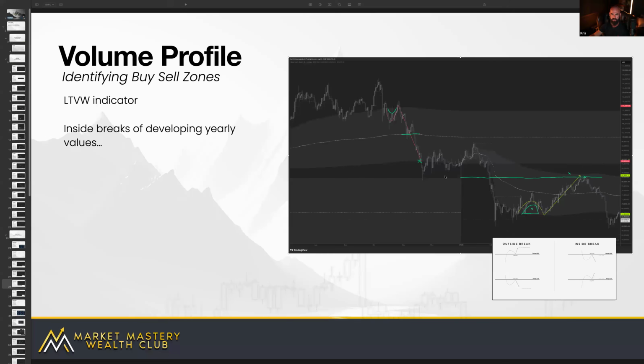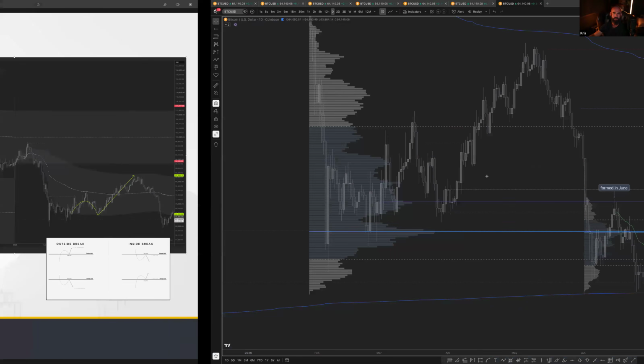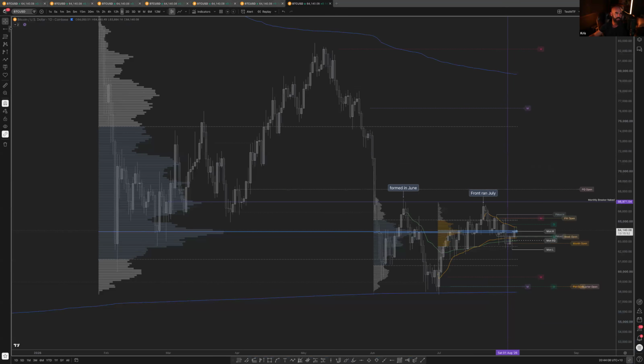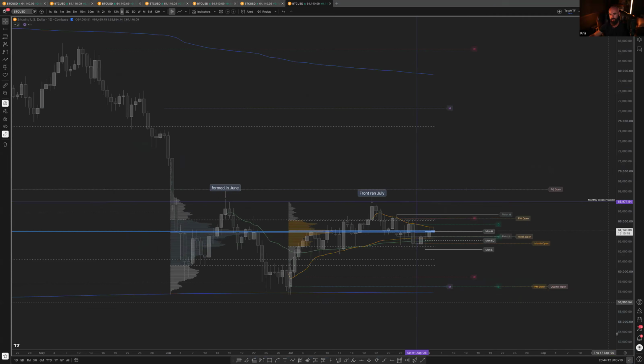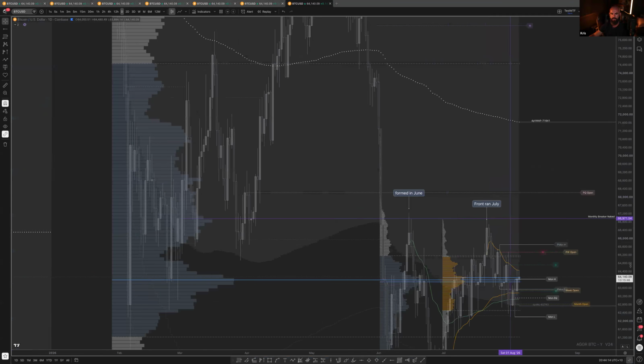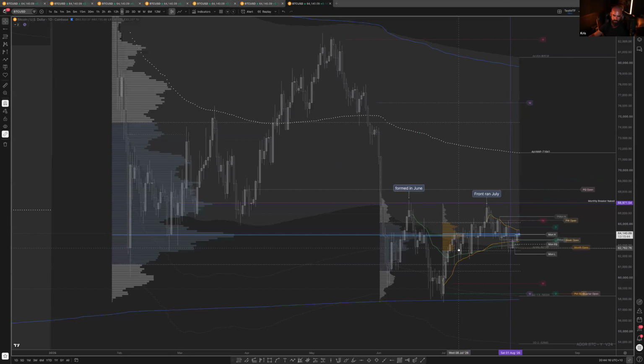Okay, why? Because previous levels are stronger than developing, because we use developing as a gauge of are we balanced, are we imbalanced? Okay, so that's how we did that. And just quickly on that note, like I keep saying to you guys, if we look at the daily, we turn the LTVW on, and we have a potential little baby inside break happening.